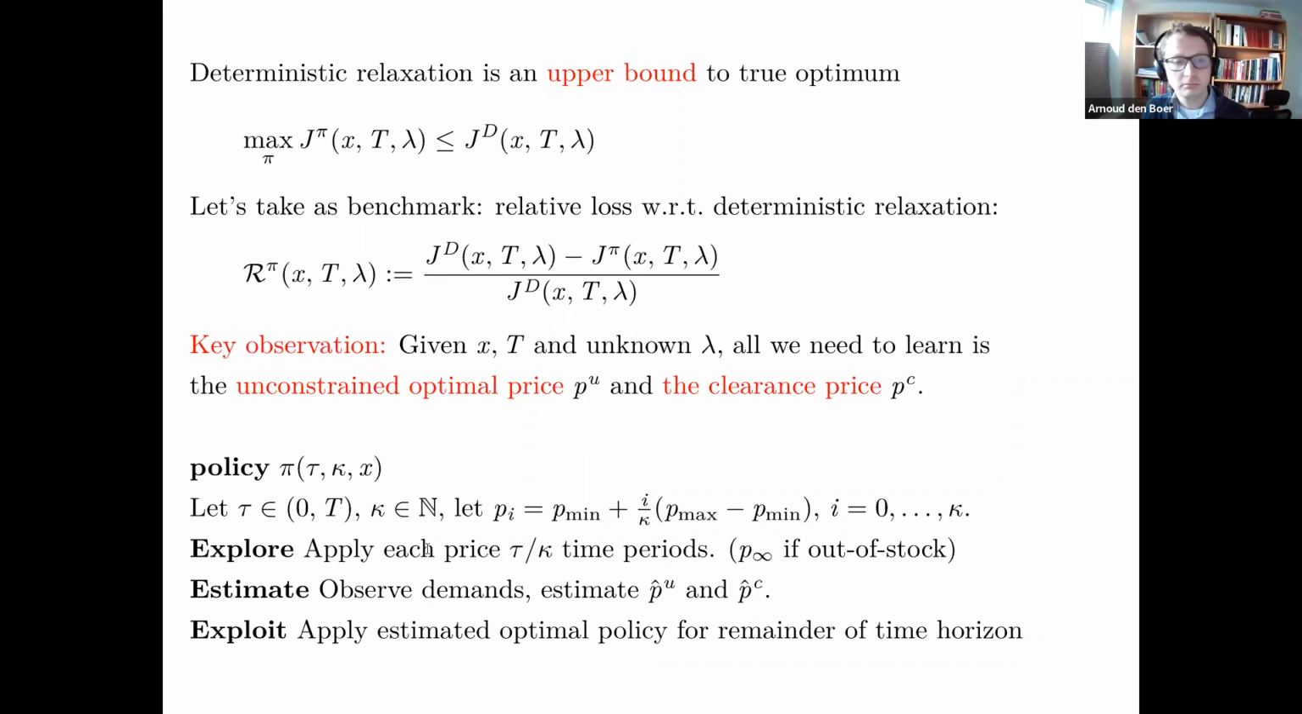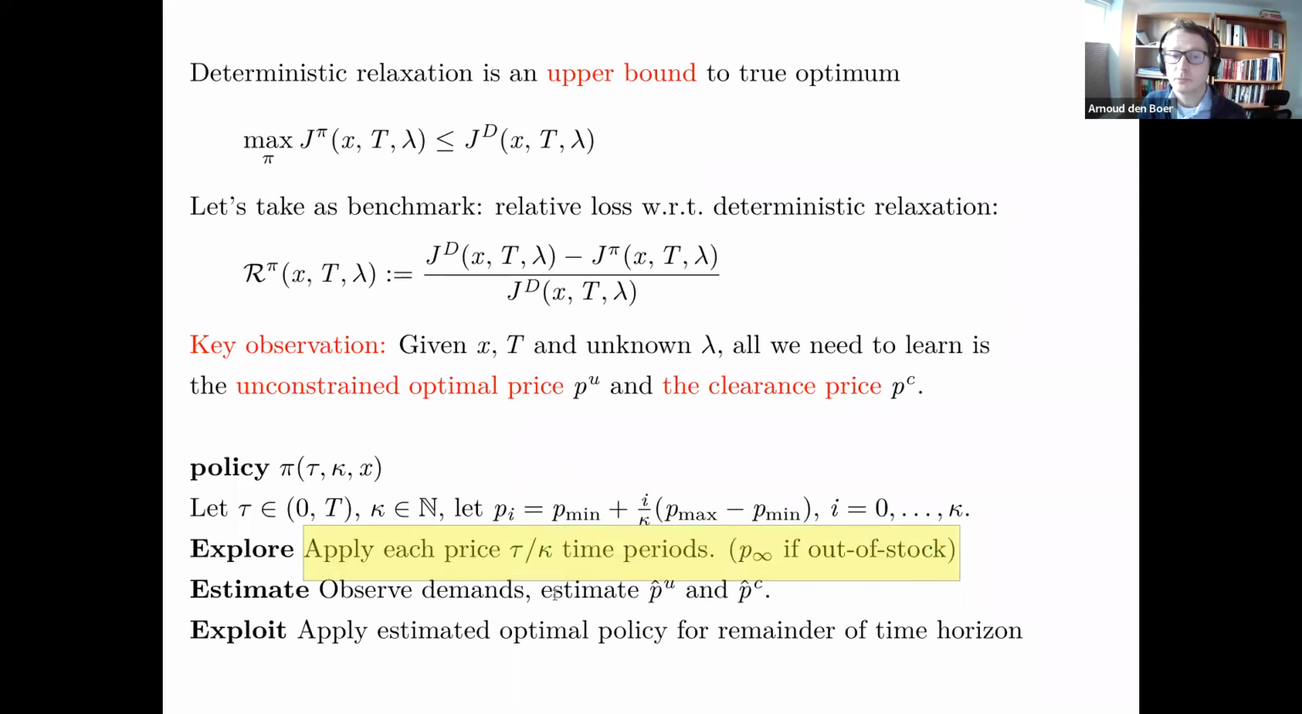So here's a simple policy. We start with an exploration period where we just try several prices. Which prices? Well, you see we make a kind of grid. We start at the minimum feasible price, and in equally spaced intervals we go to the maximum price. Each of these exploration prices we use for a while, say tau over kappa, which are some policy parameters. Of course, we always switch to the shutoff price if we're out of stock.